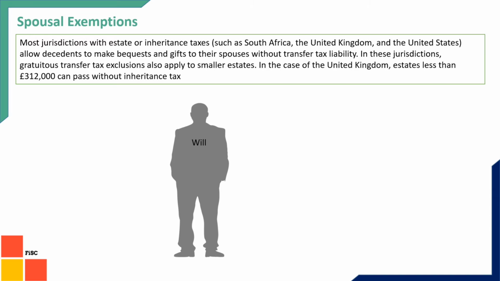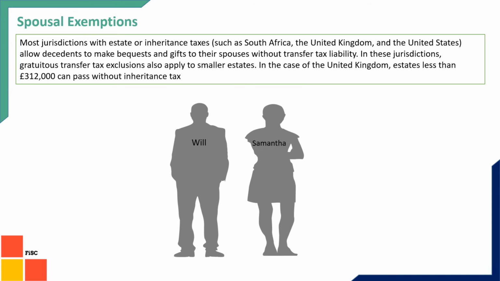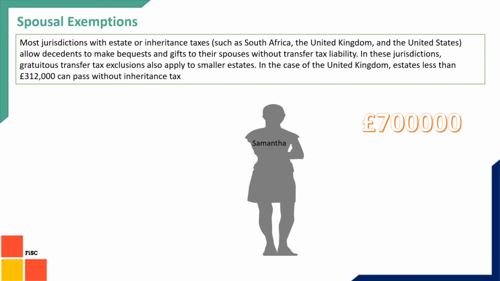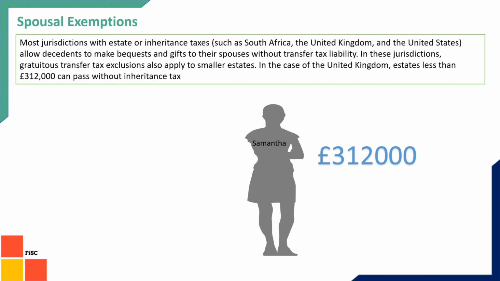Here in this example, we have a family, Bill and Samantha. They have an estate of 700,000 pound. Now, what happens if Bill dies? If Bill dies in UK, Samantha can give 312,000 pound to their son or daughter. So then their taxable estate would become 388,000 pound. That would be much lower than the actual amount, and that would reduce their taxation when they give it as a bequest.